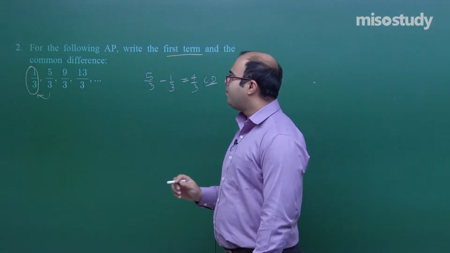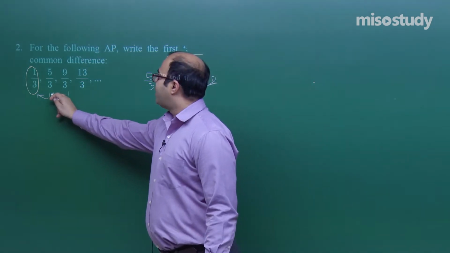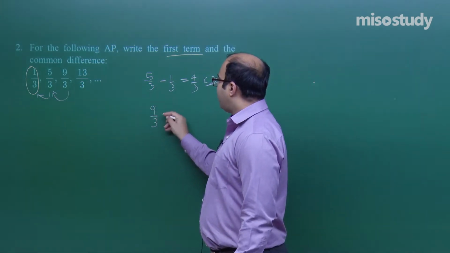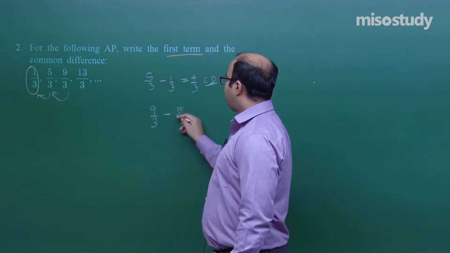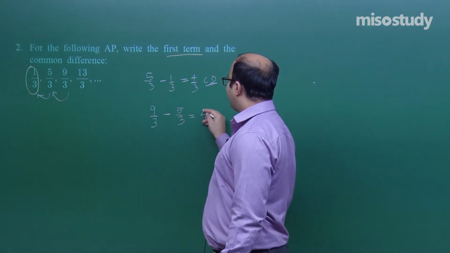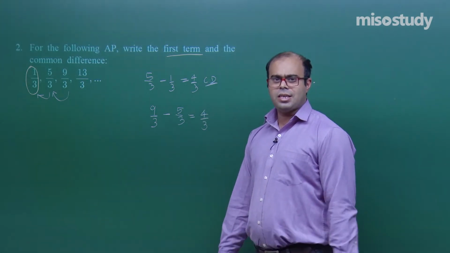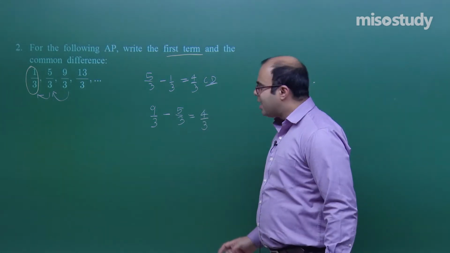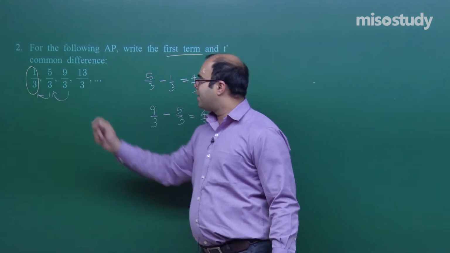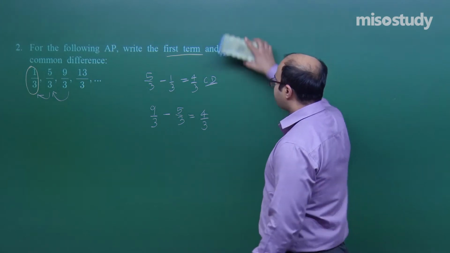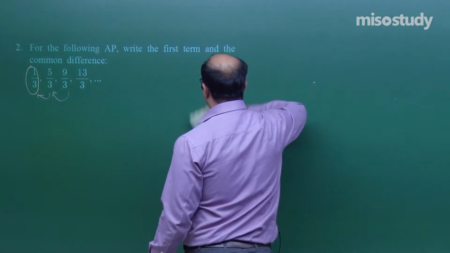If you want to confirm, you can also subtract the second term from the third term. In that case, you will subtract 5 by 3 from 9 by 3. You will get the value 4 by 3 here also. Same value, obviously, since it is an AP, you get the same common difference. So you will say that this AP has the first term 1 by 3 and common difference 4 by 3. Okay students, right.